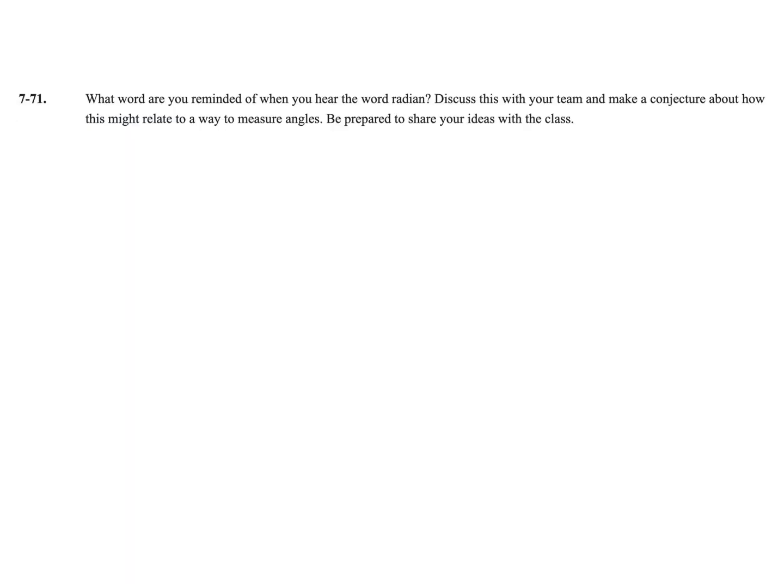Okay, so what word are you reminded of when you hear the word radian? Radian, I'll let you think about it. Spoiler alert, radius. It's going to be built on the idea of using a radius. So let's see how this works with a little bit of an art project here that I won't have you do, but I'll show you what I did with it.